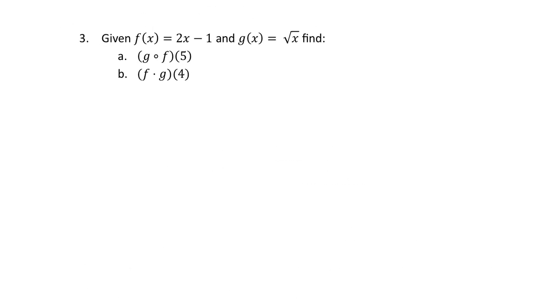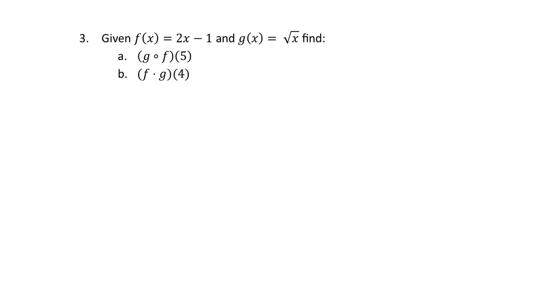Question 3, this is also from Unit 1. We have the combination of functions. This is composition of two functions, and this is multiplying two functions. So just be aware of the difference in notation. Open circle is composition. This is g composed of f, or g of f of 5. This is f times g of 4.